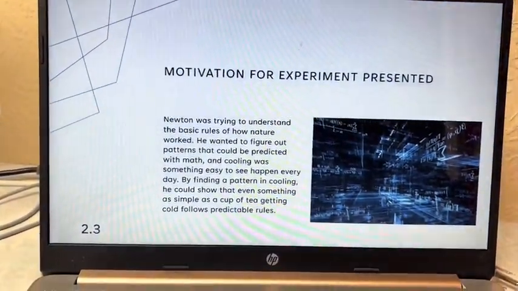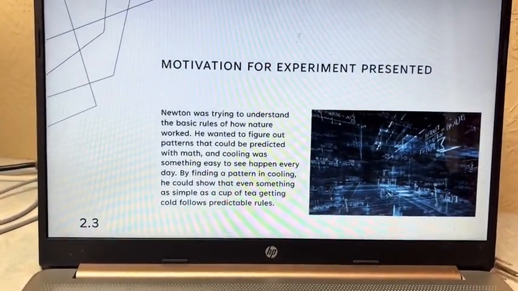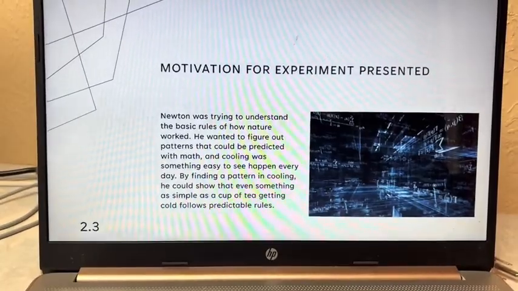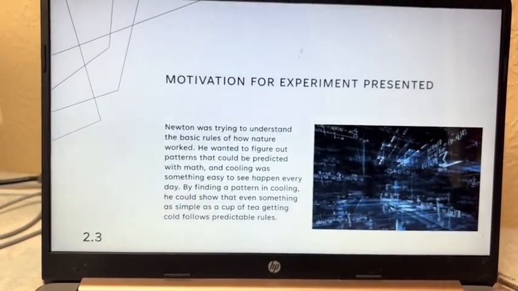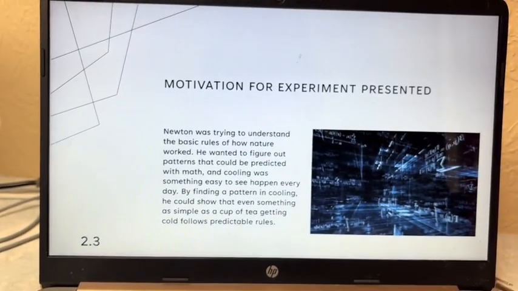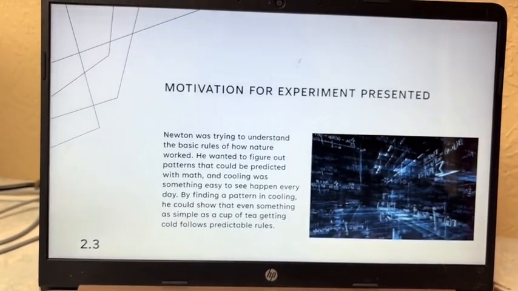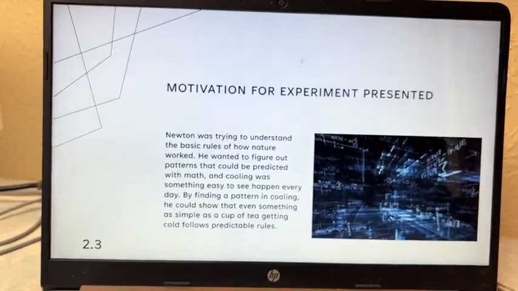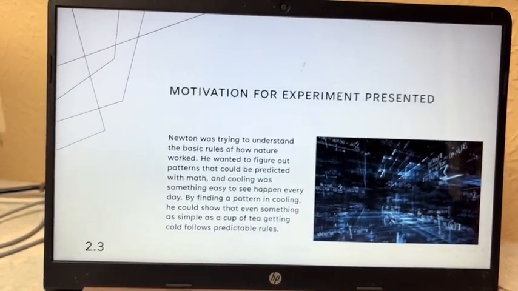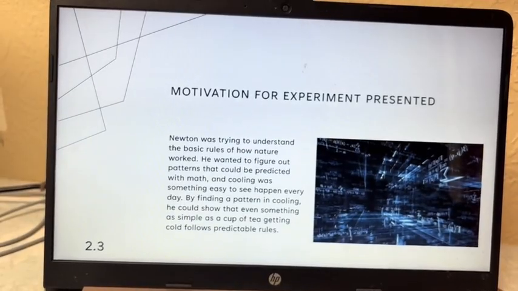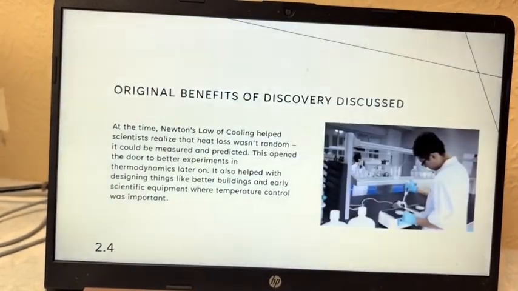Motivation for experiment presented. Newton was trying to understand the basic rules of how nature worked. He wanted to figure out patterns that could be predicted with math, and cooling was something easy to see happen every day. By finding a pattern in cooling, he could show that even something as simple as a cup of tea getting cold follows predictable rules.